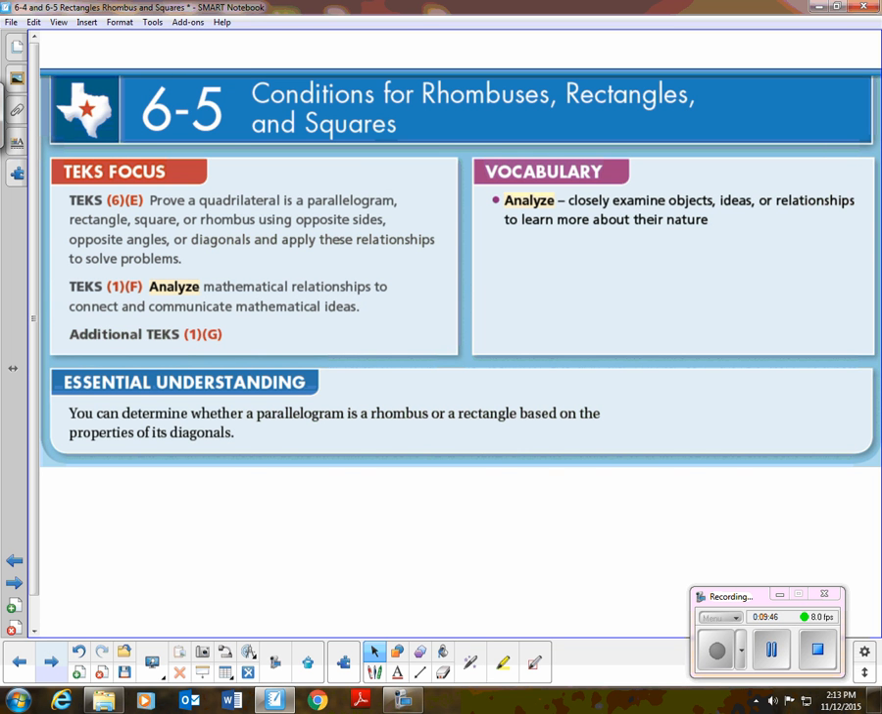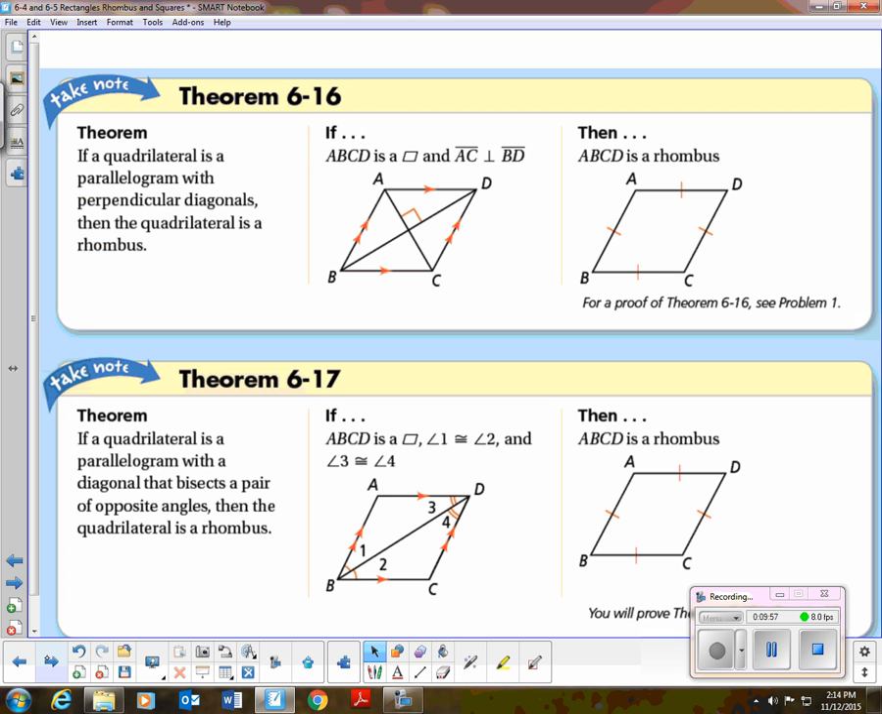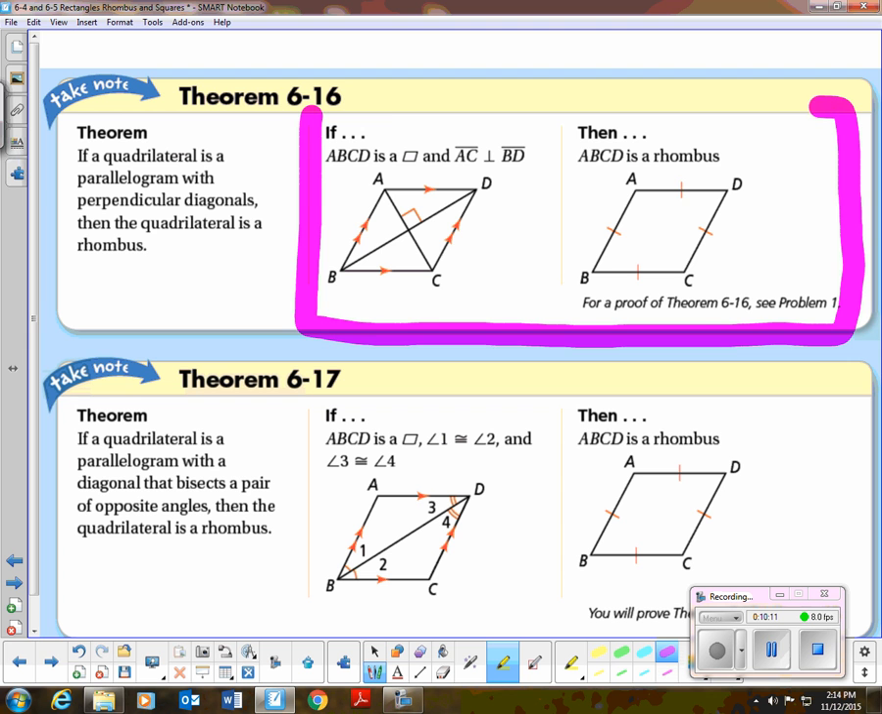We want to be able to prove that a figure is a rhombus, rectangle, or a square. Okay? And so this can be done using some of the properties that we know about diagonals. Okay? So in this theorem here, it says if a quadrilateral is a parallelogram with perpendicular diagonals, then that quadrilateral is a rhombus. And so I'm going to go ahead and get this into your notes. I didn't mean for that to be pink, but that's all right. Okay, so get that into your notes.